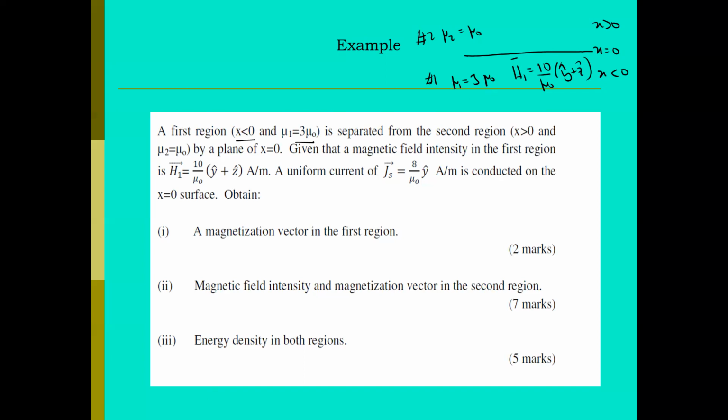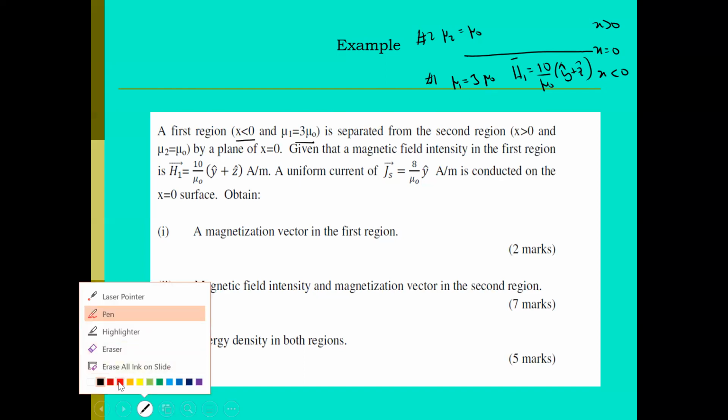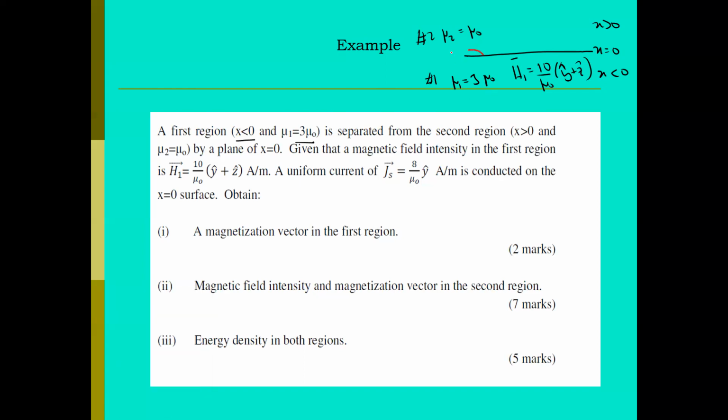In this particular case, we are given that there exists a surface current density on this boundary, where Js is given by 8 over mu naught in the y direction, in ampere per meter, conducted on the x equals 0 surface. So the question is to obtain the magnetization vector in the first region.